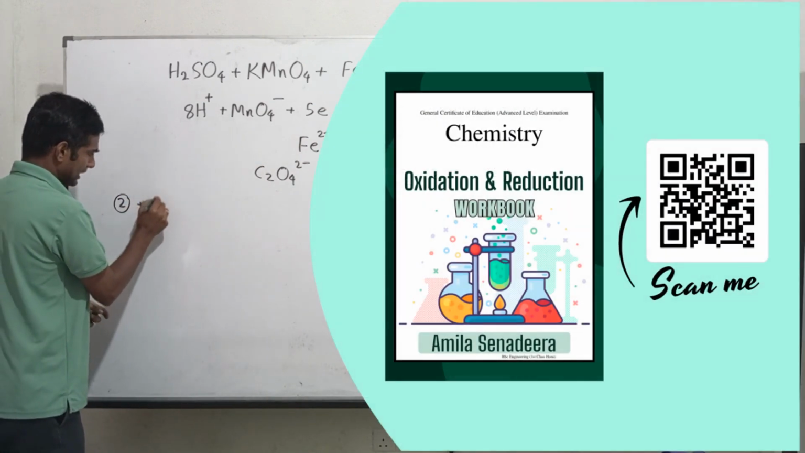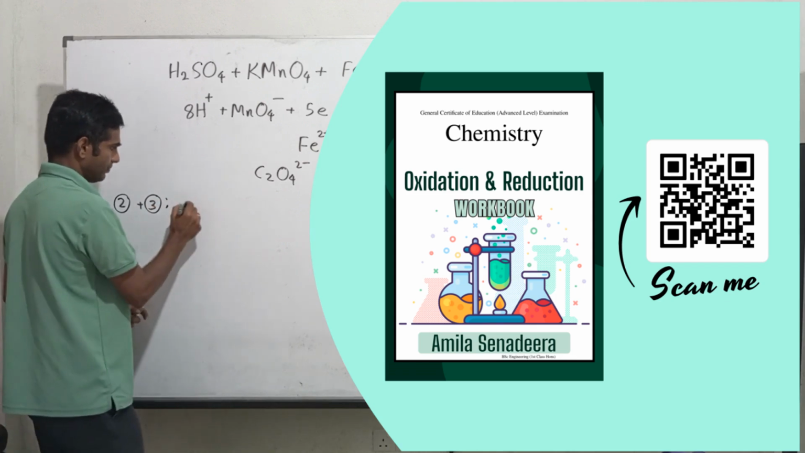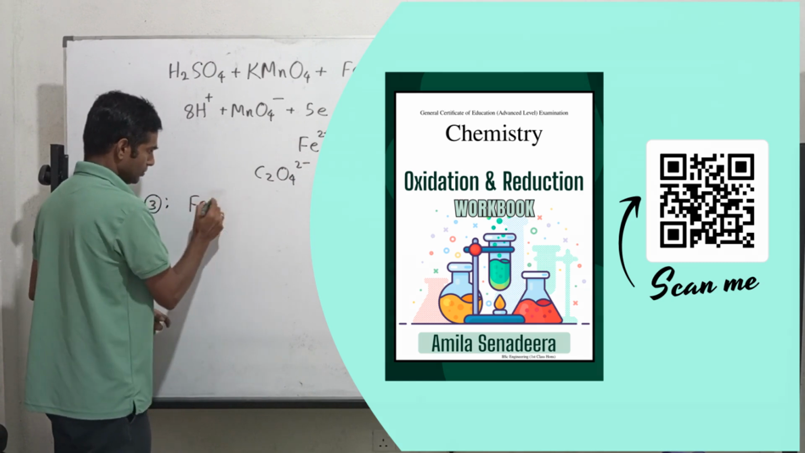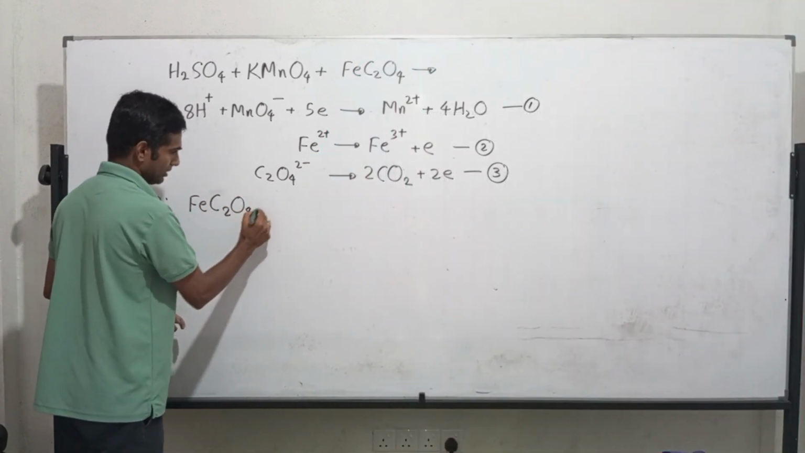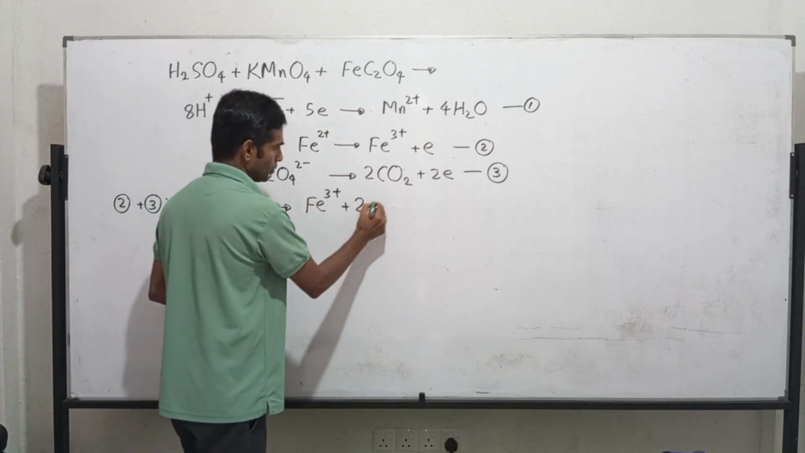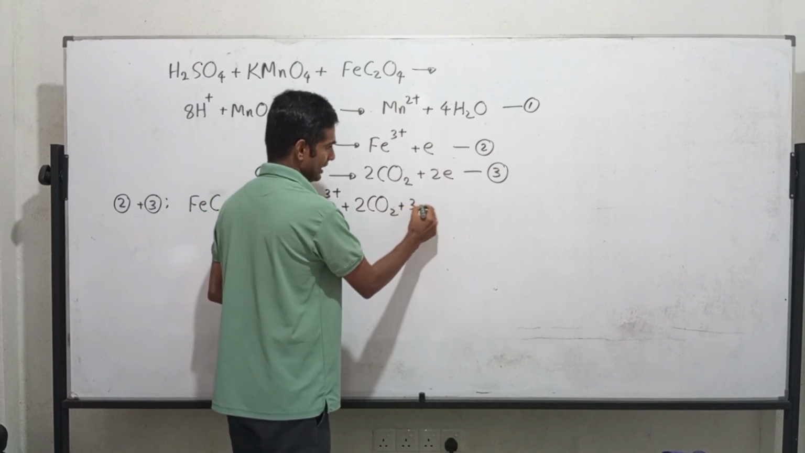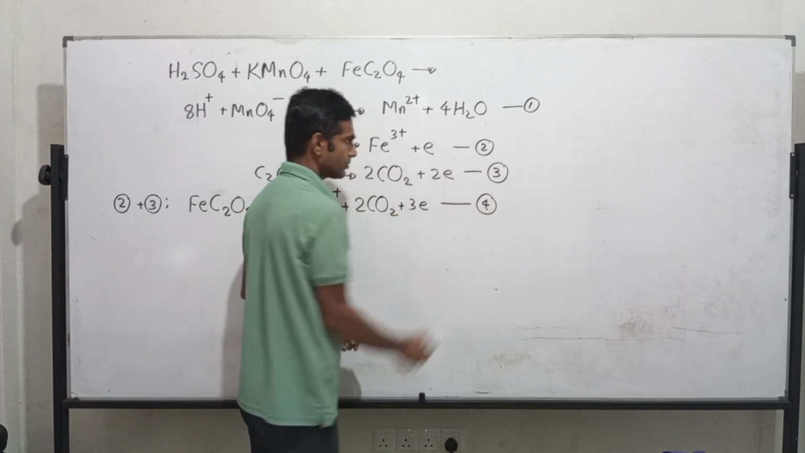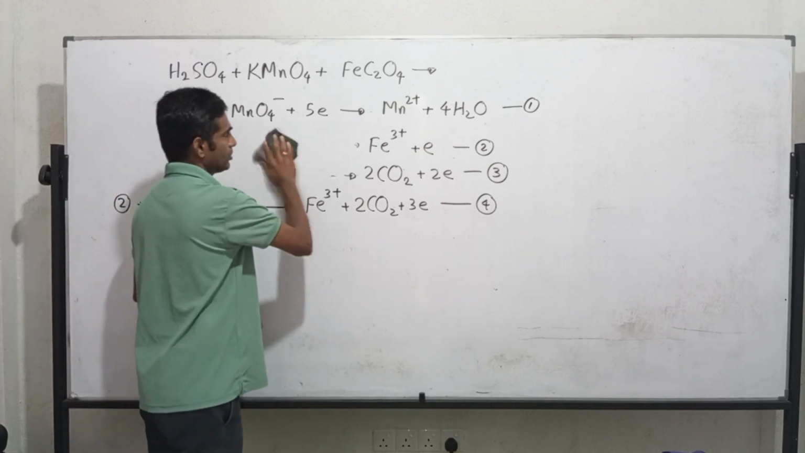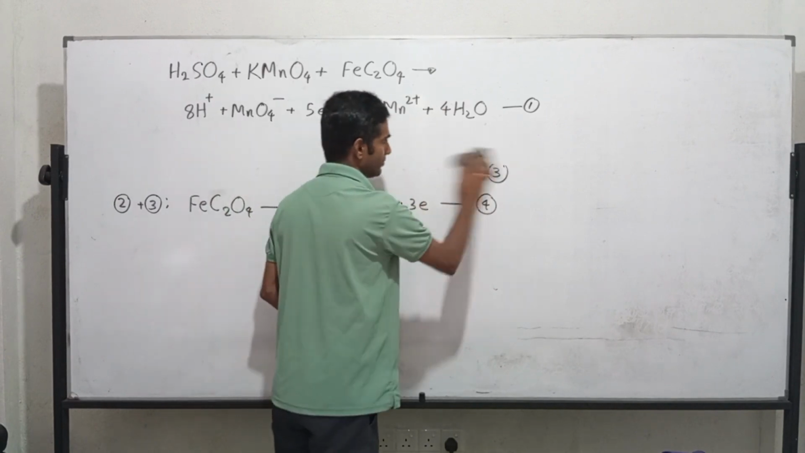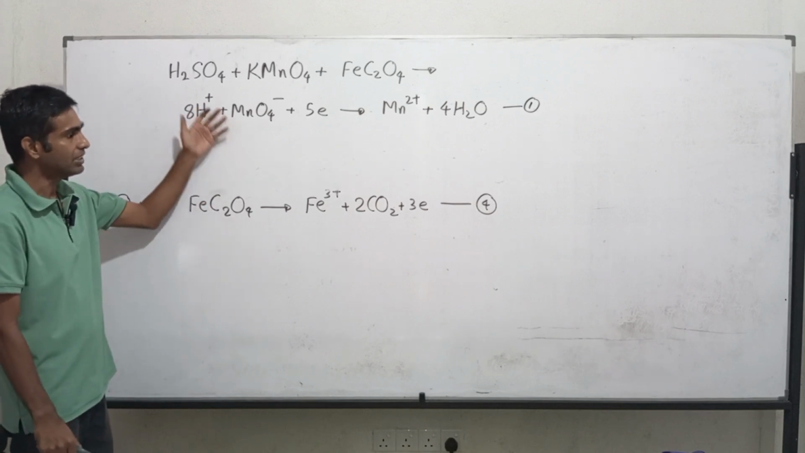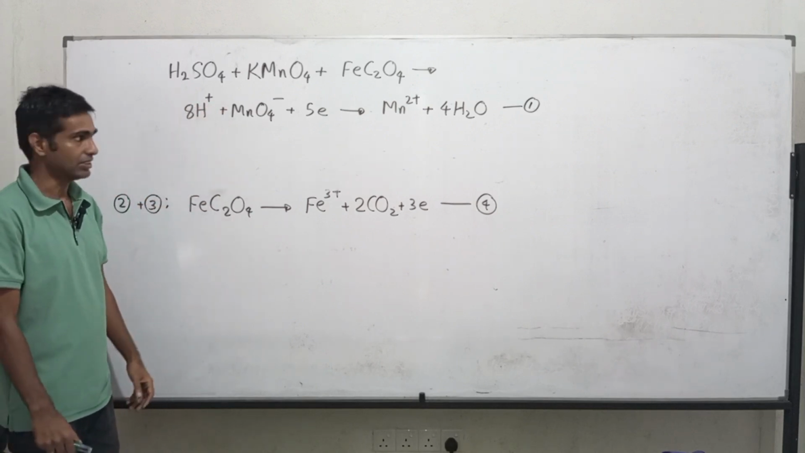Therefore, we can add second equation and third equation. 1 ferrous ion, 1 oxalate ion, which means it is ferrous oxalate. Products are 1 ferric ion, 2 carbon dioxide molecules, 3 electrons. After that, we don't need these two equations anymore. You don't need to erase that, but for the simplicity, I erased those two equations.